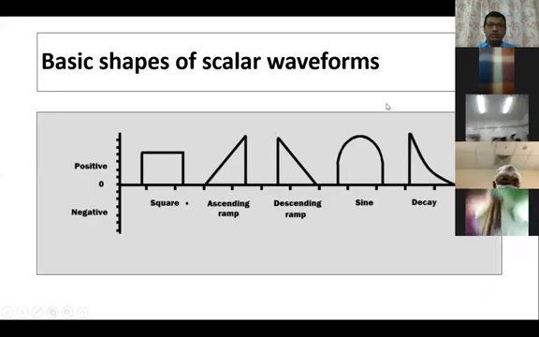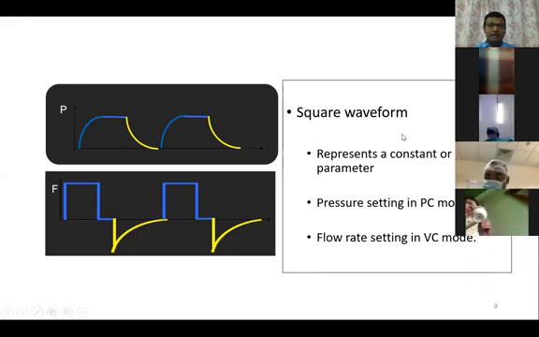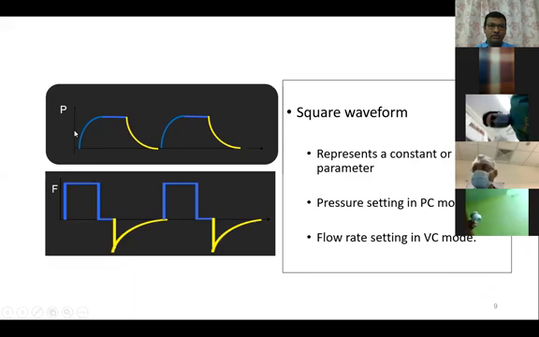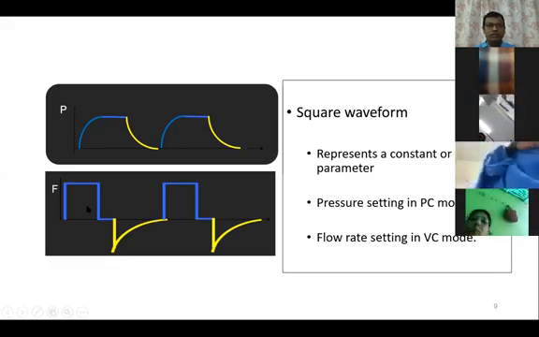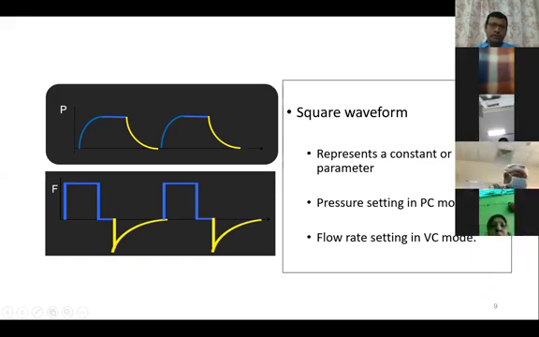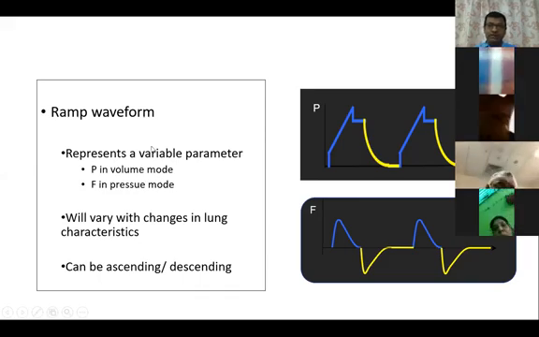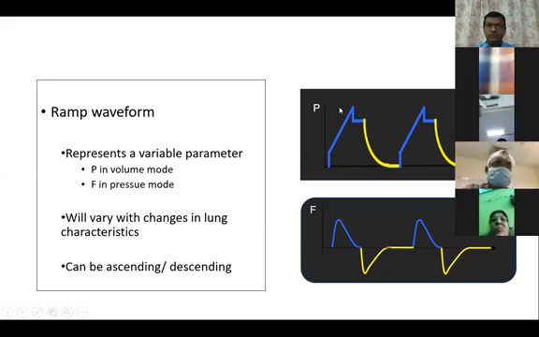So where do we get a square waveform? Whenever a set parameter is a constant, we get a square waveform. It is obviously a pressure waveform in a pressure control mode, or a flow waveform in a volume mode. Where do we get a ramp waveform? We get a ramp waveform wherever the parameter is a variable. So it is going to be a pressure waveform in a volume mode or a flow waveform in a pressure mode.